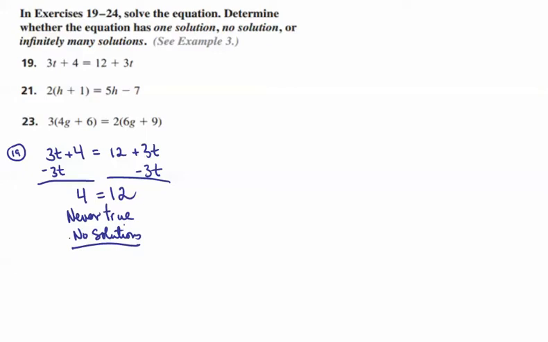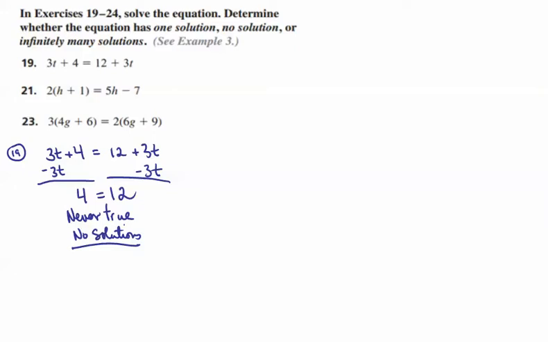So how do we know that we have an equation for which there are no solutions? When we attempt to collect all the variables on one side by adding or subtracting a variable quantity from both sides, we end up with all the variables disappearing, and instead we have one number is equal to a different number, and we know that that cannot be true. And so no matter what we plug in for the variable, in this case t, the left side 3t plus 4 will never equal the right side, which is 12 plus 3t.